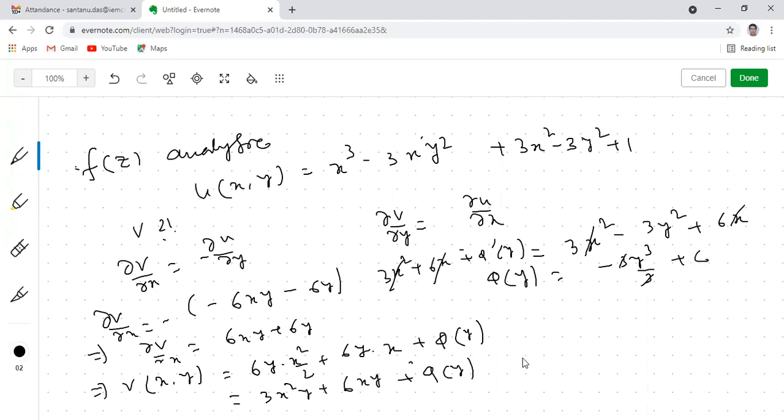So what will be v(x,y)? So our v(x,y) will be 3x square y plus 6xy minus y cube plus c. So in that way we can get this. Have we got it? Yes, sir. So there are two methods actually to find out the harmonic conjugate. As per your convenience, you can use any out of these two methods. Both the methods you can use for solving any problem. If nothing is mentioned in the question, then as per your choice, you can use any of these two methods.